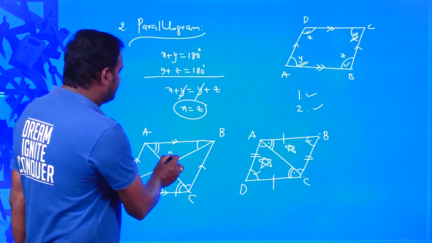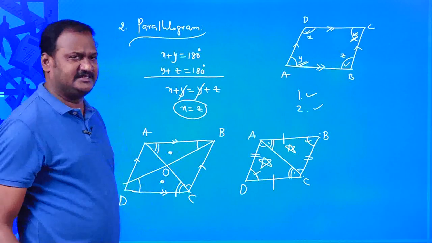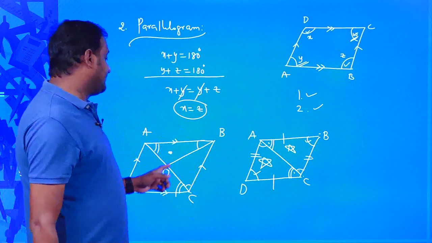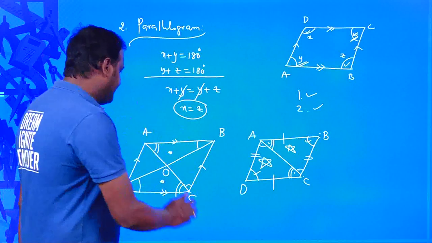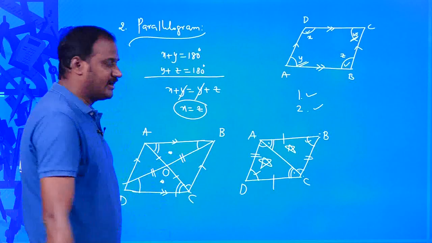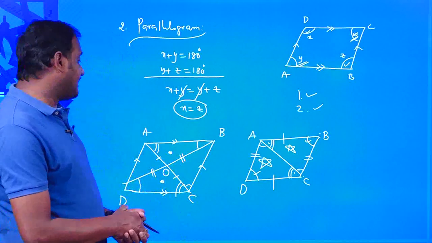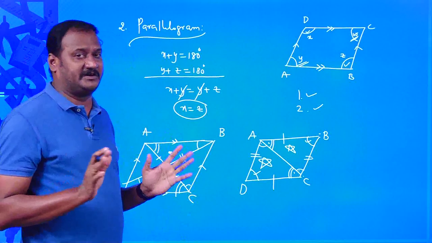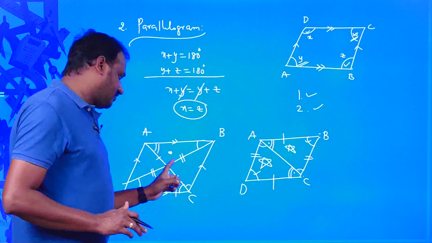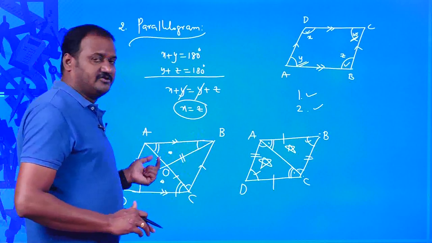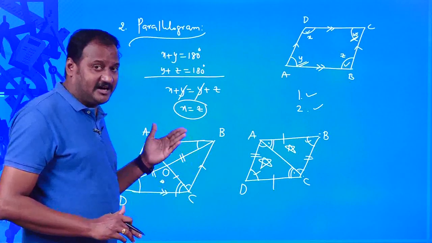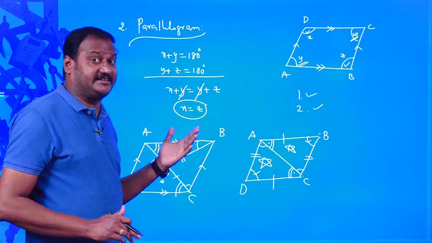So, now can we say these two triangles are congruent triangles by same property, ASA property, right? So, since these two triangles are congruent by CPCT, you can say that this part is equal to this part and this part is equal to this part. So, what are we getting here now? We are getting one very, very important property of parallelogram regarding diagonals, that is AO is equal to OC and BO is equal to OD. It means diagonals of a parallelogram bisect each other.